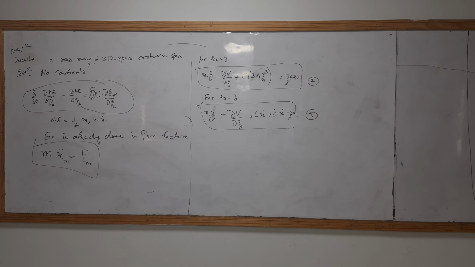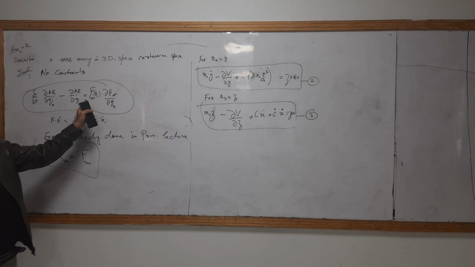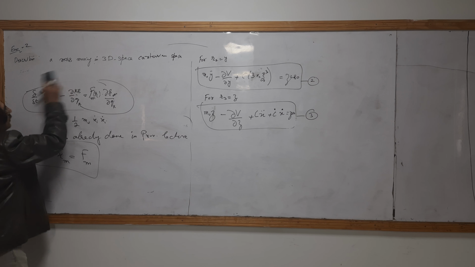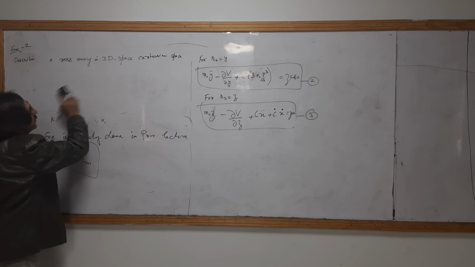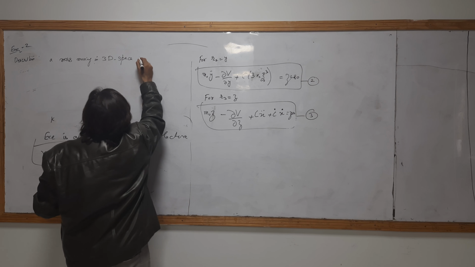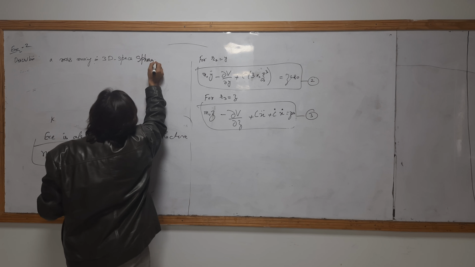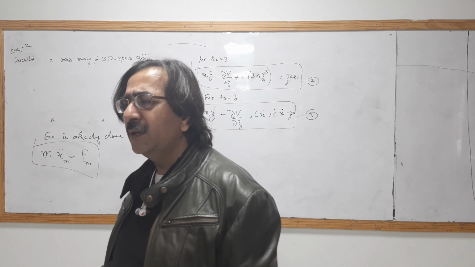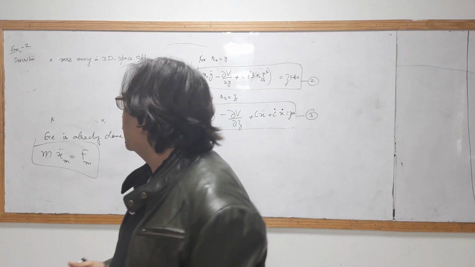The examiner may be a very strange person, so the question may come in a very different type. For example, this question may also be written in the form: if it is free, then this force will be 0. And it may be written as mass moving in a three-dimensional sphere. A different type of question may come in the exam.